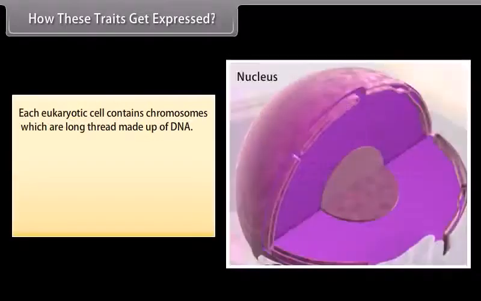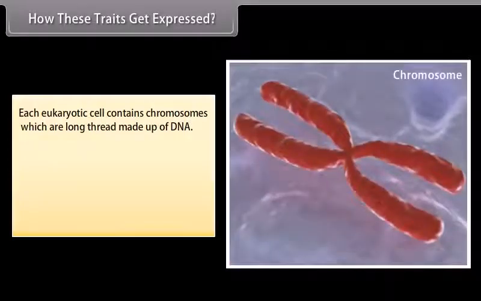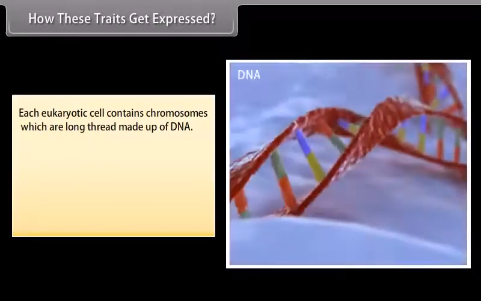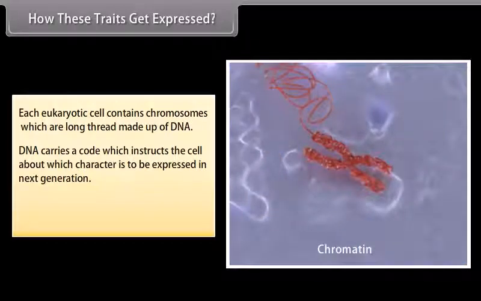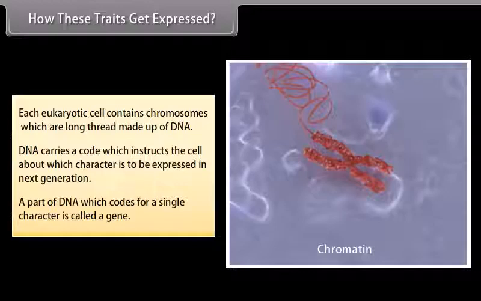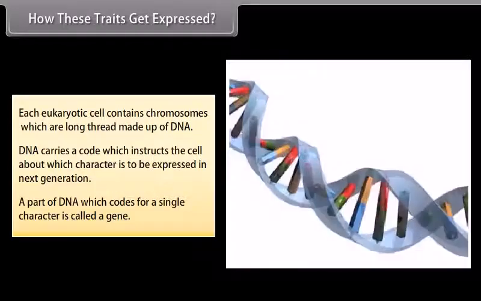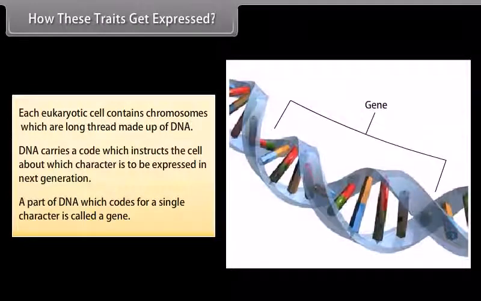How do these traits get expressed? Each eukaryotic cell contains chromosomes, which are long threads made up of DNA. DNA carries a code which instructs the cell about which character is to be expressed in the next generation. A part of DNA which codes for a single character is called a gene.